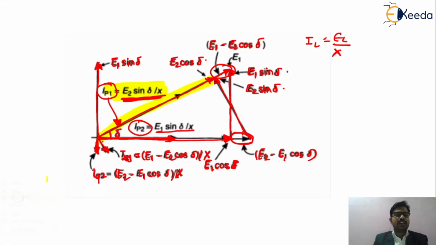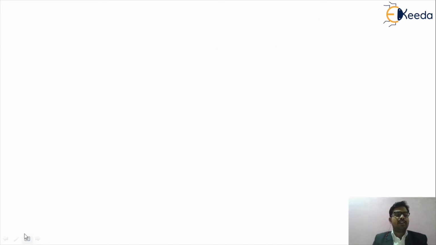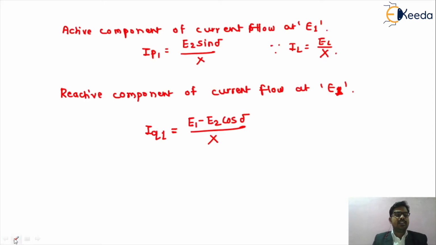I can again show you, that is IQ1. This is IP1, 90 degree, that is IQ1. So this is 90 degree IQ1, and the IQ1 value is E1 minus E2 into cos del divided by X. So this is IQ1 is equal to E1 minus E2 into cos del divided by X. So from these fundamental two equations, now we get the basic thing, that will be the active power flow at E1 end.